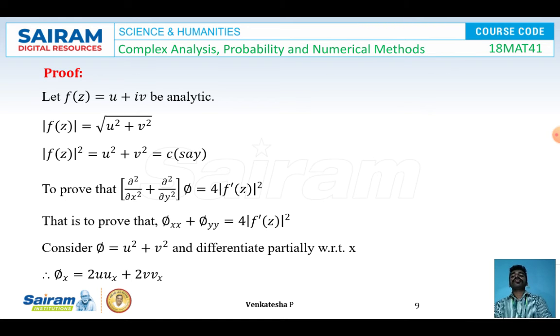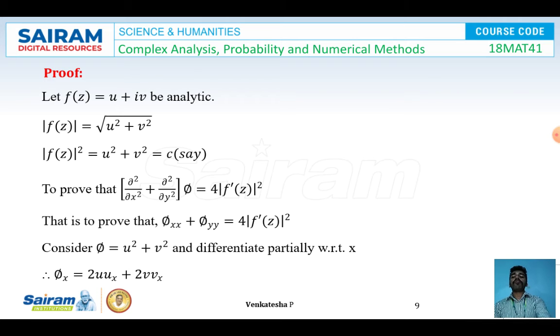Proof. Since they have given that the function f(z) = u + iv is analytic, I can make use of the CR equations here, and I can make use of the harmonic property also. So now I'm going to consider the mod of f(z). We know that already f(z) is given by u + iv.